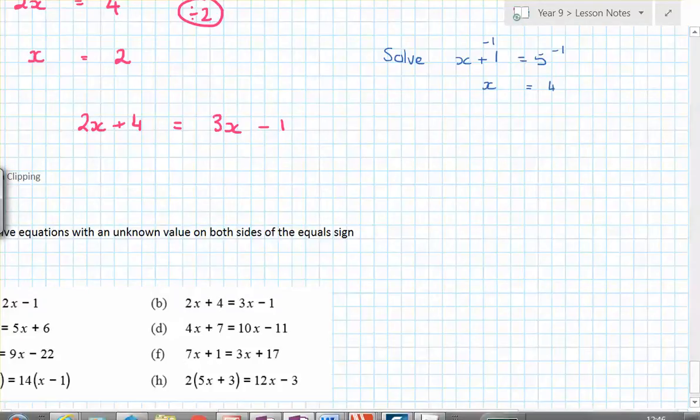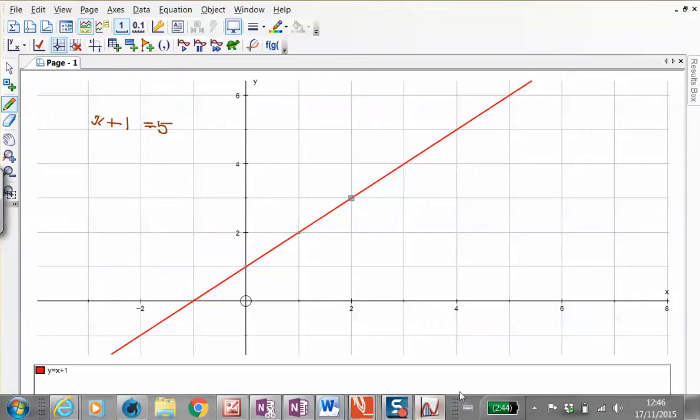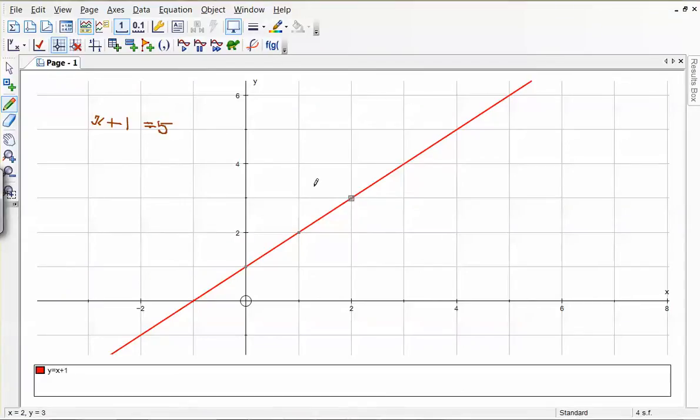But what I'm asking you now is, if we have the graph of y equals x plus 1, how can I show on the graph where x plus 1 equals 5? This is an important bit. How would I solve x plus 1 equals 5 using the graph?